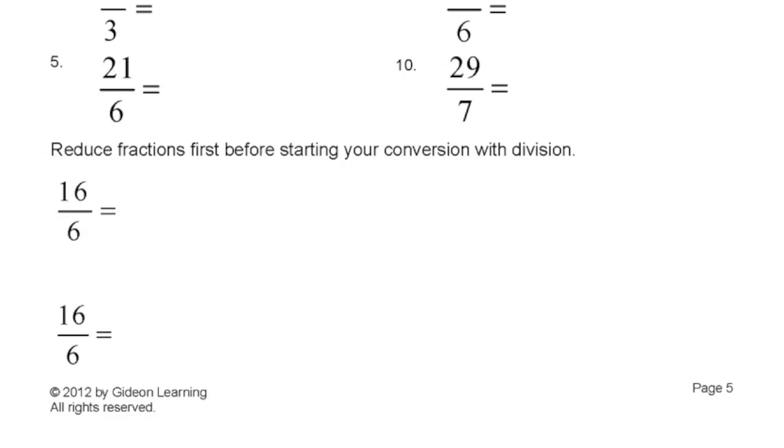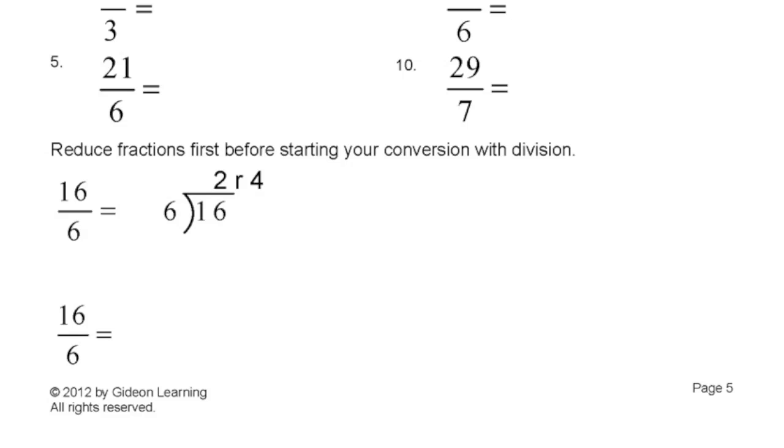Moving on down to the bottom of page 5, it tells me that I need to reduce fractions first before starting your conversion with division. So since I have 16 over 6, I'm going to have 6 as my divisor, 16 as my dividend. So I'm going to go ahead and do regular long division. How many times does 6 go into 16 without going over? I would say twice. Now, 6 times 2 makes 12, so 16 minus 12 gives me 4. So my long division should be 2 remainder 4.